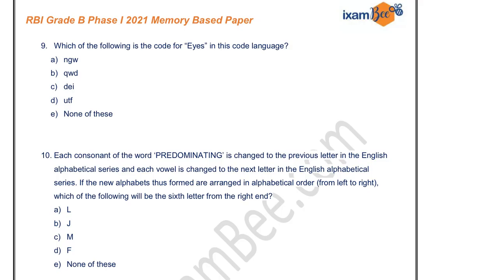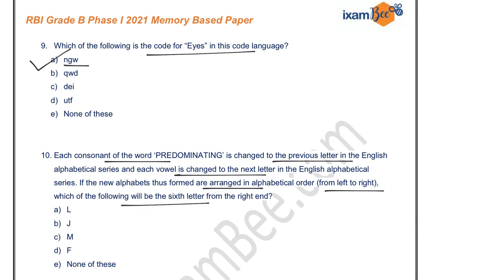Now your next question is, which of the following is the code for eyes in this code language. So the correct answer is NGW, therefore option A is correct. Now you can read the 10th question wherein it is given to you that each consonant of the word predominating is changed to its previous letter in the English alphabet, right? And your vowels are changed to the next letter in the English alphabetical series, and then you have to arrange all the alphabets in alphabetical order from left to right, and you have to find which of the following will be the sixth letter from the right end.